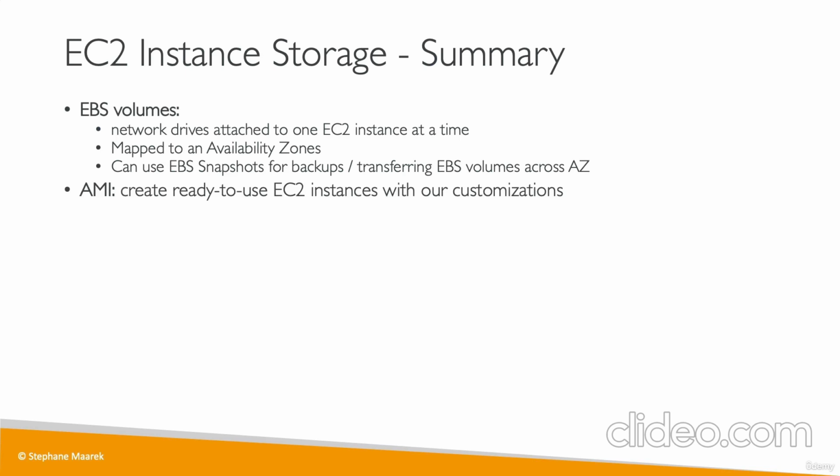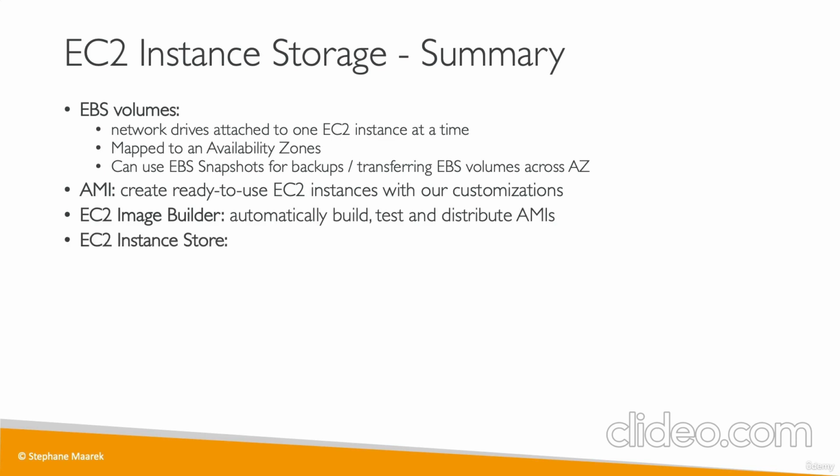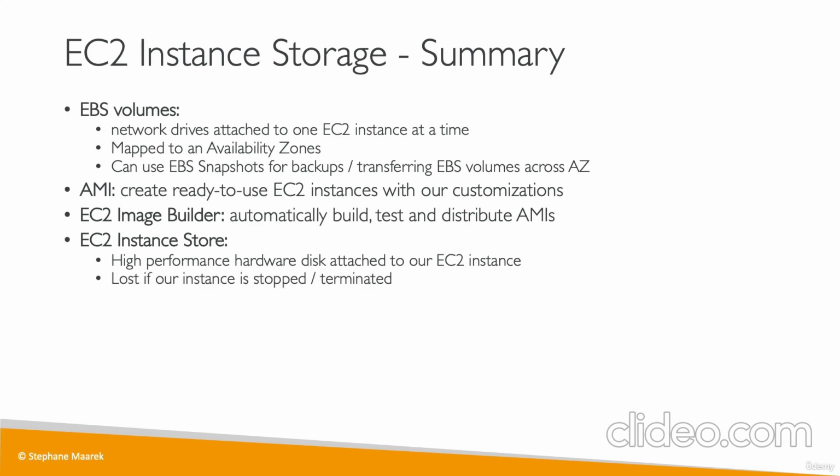We've seen about AMIs. They're ready-to-use EC2 instance images with the customizations we want. And if we want to automate the process of building an AMI, we can use the EC2 Image Builder service to automatically build, test, and distribute AMIs. We've seen EC2 Instance Store, which is a way for us to have a very high performance hardware disk, this time attached to our EC2 instance, but it is lost in case our instance is stopped or terminated.